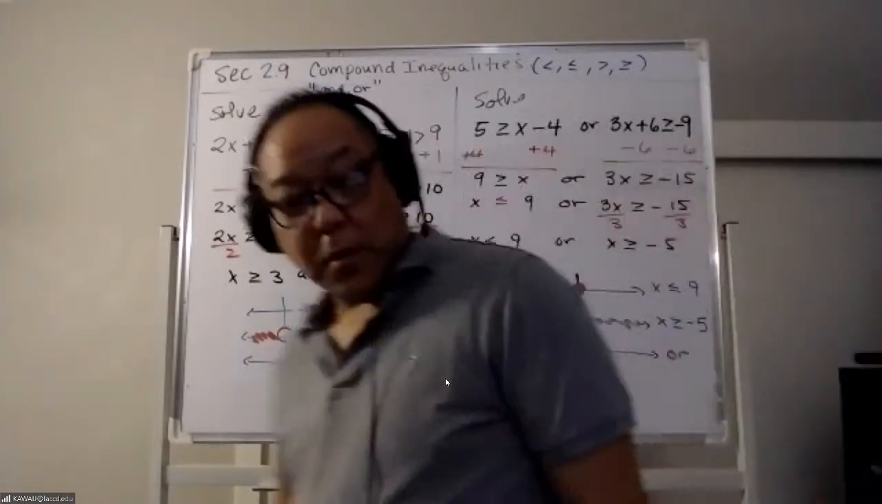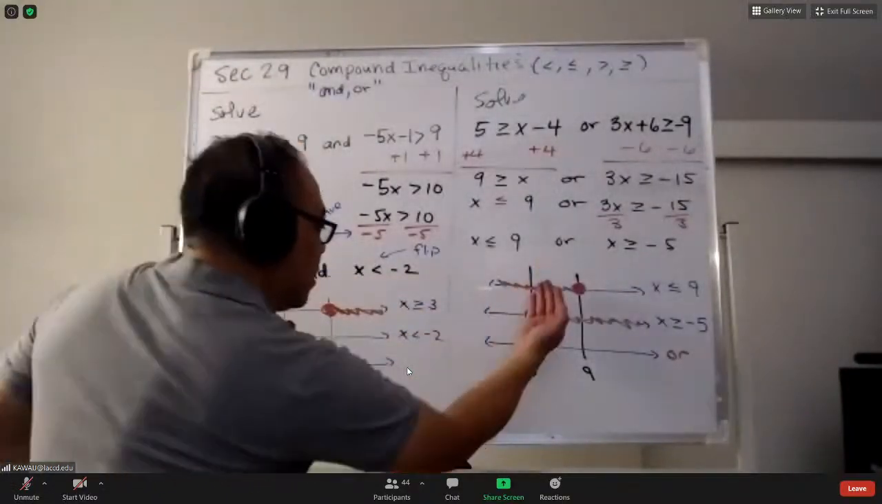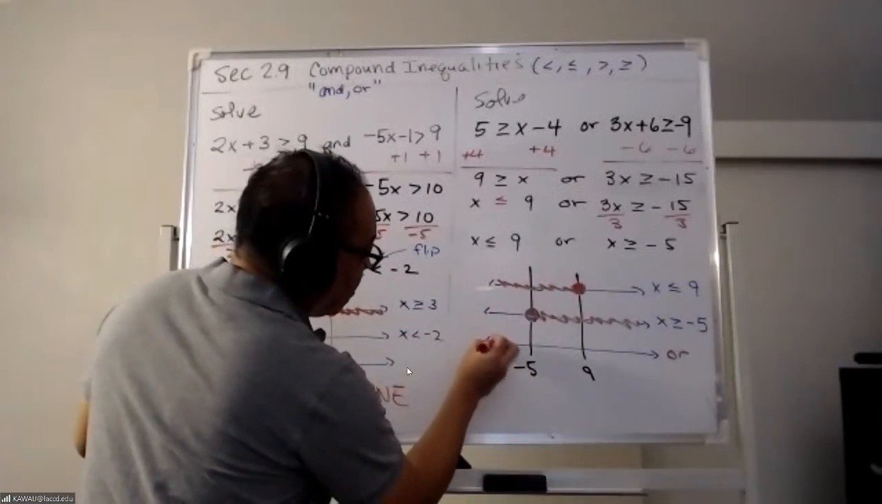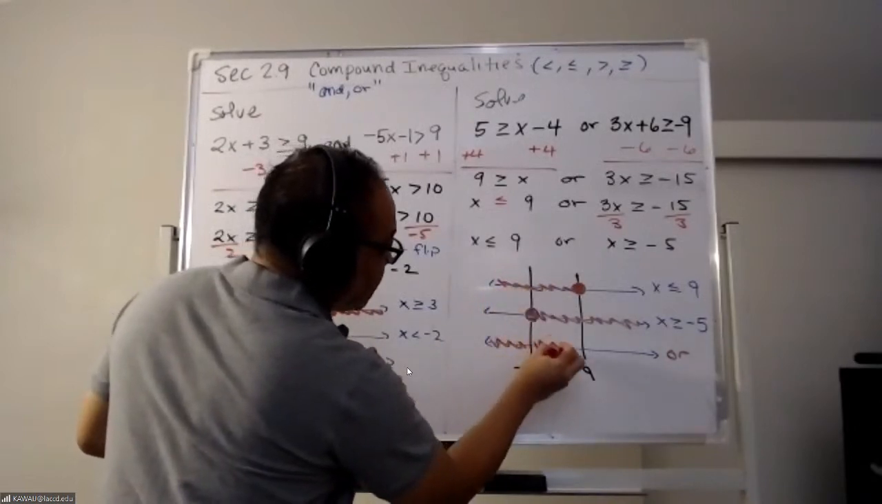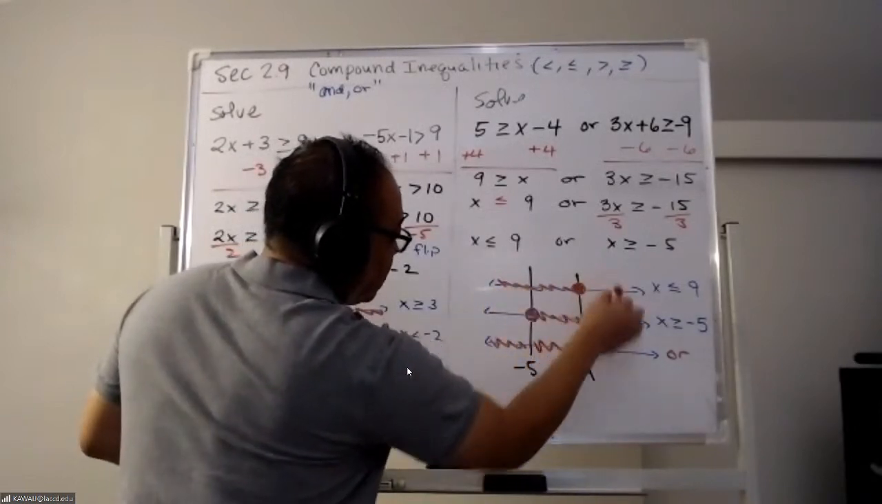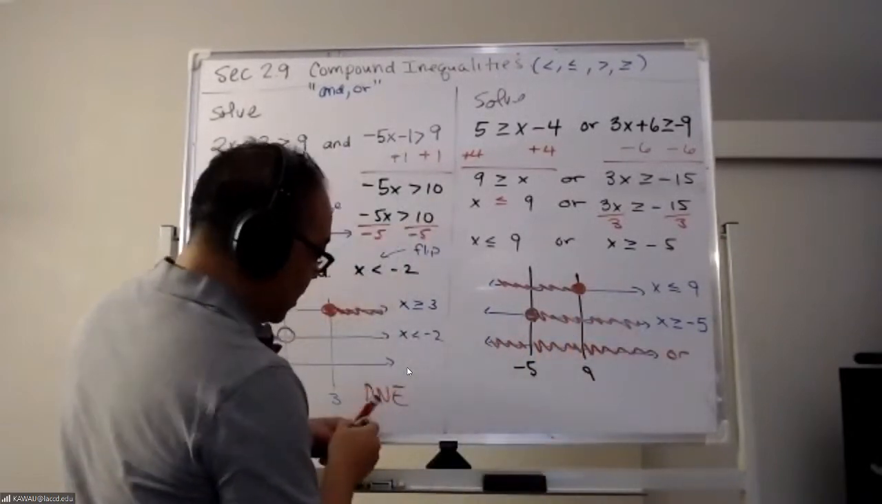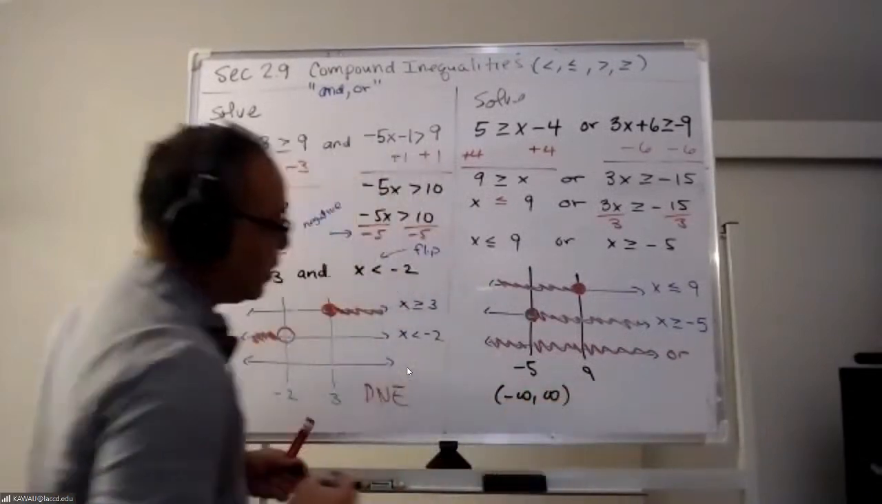So we can ask ourselves, is at least one of those shaded in? And the answer is yes. Is at least one of these two shaded in? The answer is yes. And is at least one of these two shaded in? The answer is yes. So your answer is negative infinity to infinity.